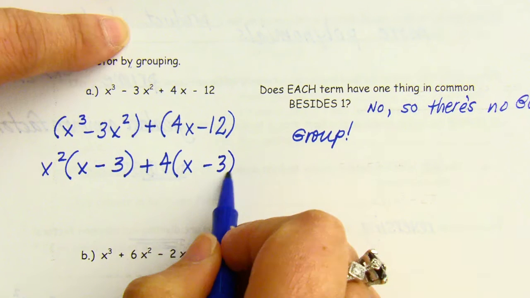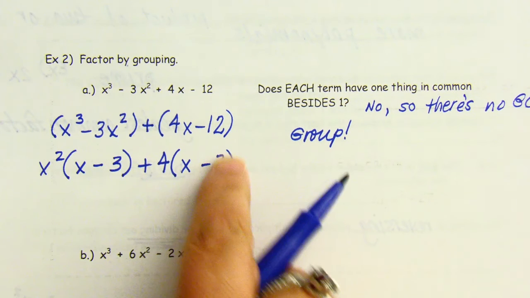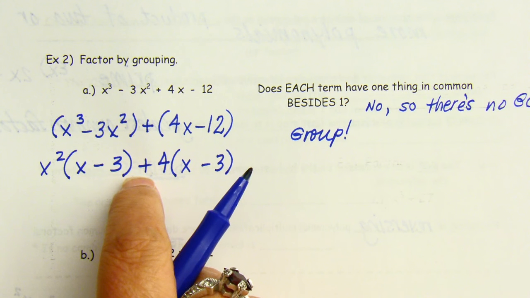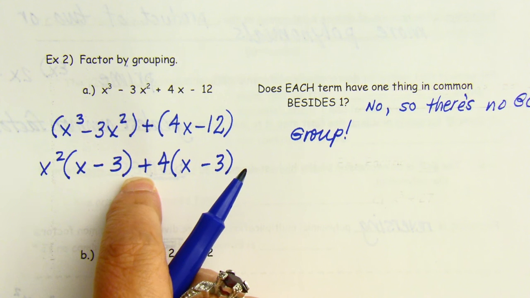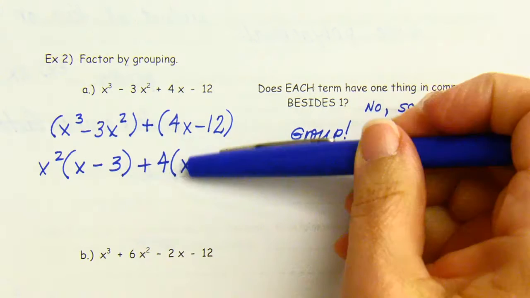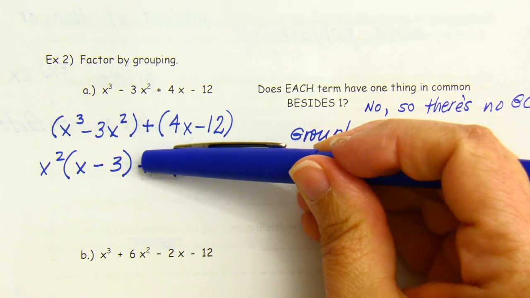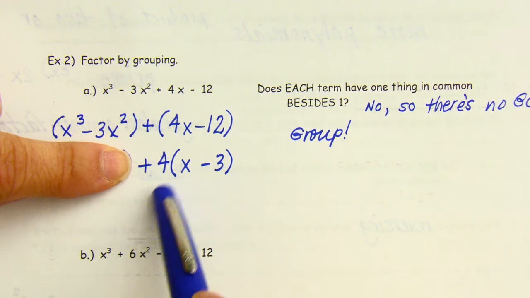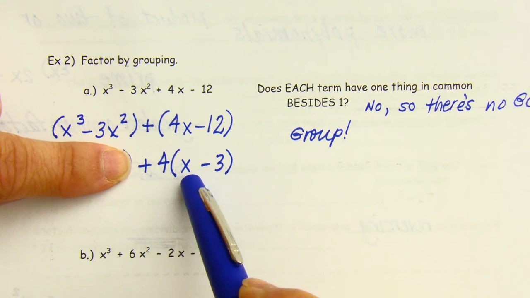I'm not done because I have two terms separated by an addition sign. This has to be back-to-back multiplication to be finished. What do these two terms have in common? Well, when I look at that, I see that's x squared times quantity x minus 3. And when I look at this, I see that's 4 times that same quantity x minus 3. That's what they have in common.